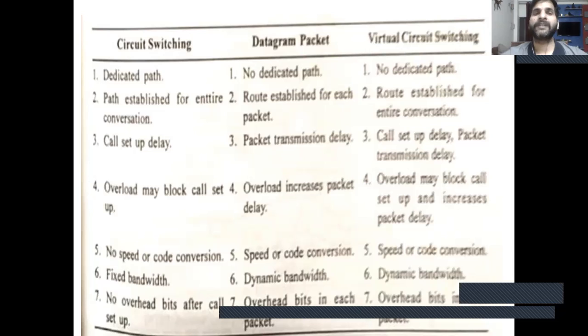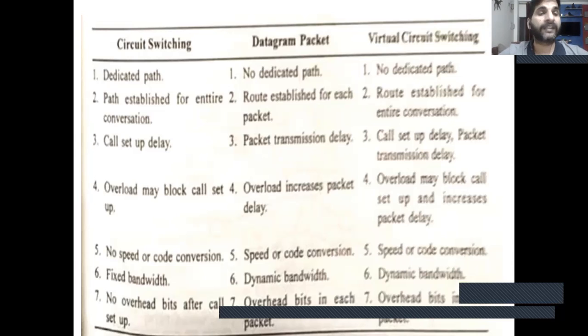Now some basic differences between circuit switching, datagram packet, and virtual circuit. In circuit switching, we require a dedicated path, while in datagram packet and in virtual circuit, no dedicated path is required. Second difference: in circuit switching, the path is established for the entire conversation; in datagram, a route is established for each packet; while in the virtual circuit approach, the route is established for the entire conversation.